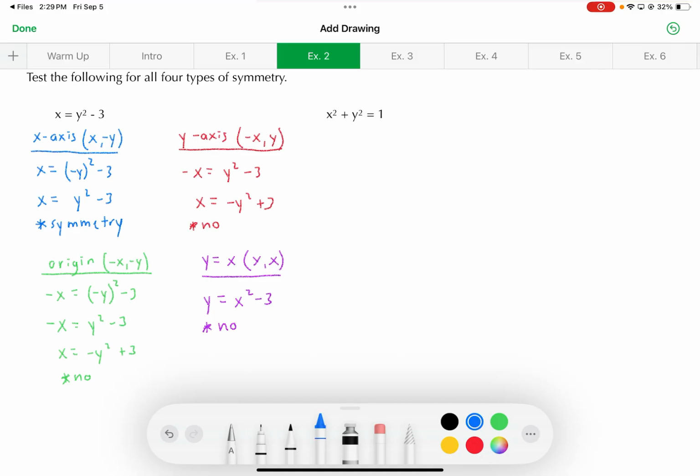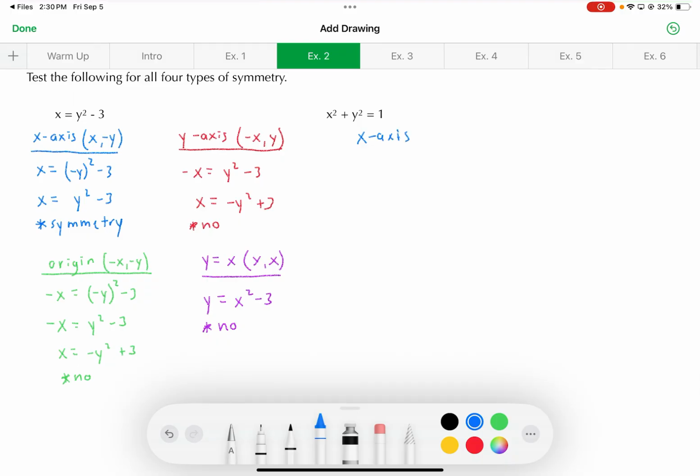All right, the last equation we're working with, x squared plus y squared equals 1. That's an equation of a circle, and that's not just any circle, that's the unit circle, isn't it, from trigonometry? It's got a radius of 1 centered at the origin. Picture that. When we go through all these 4 tests, what should be the conclusion for all of them? Yeah, they all 4 should be true, right? So let's just verify that.